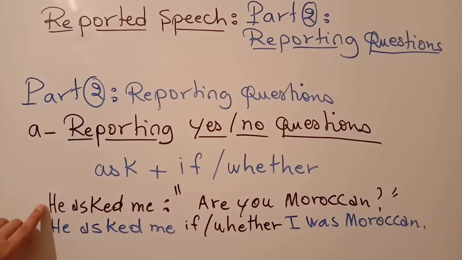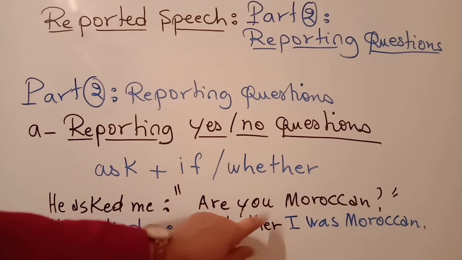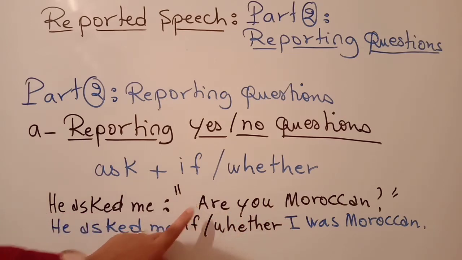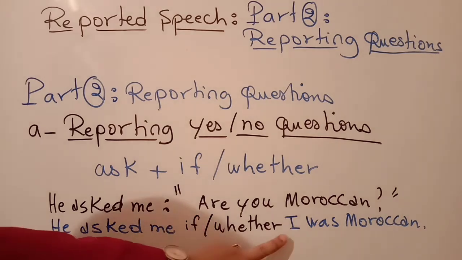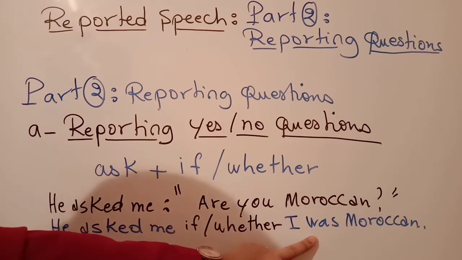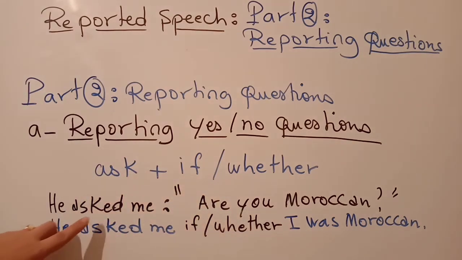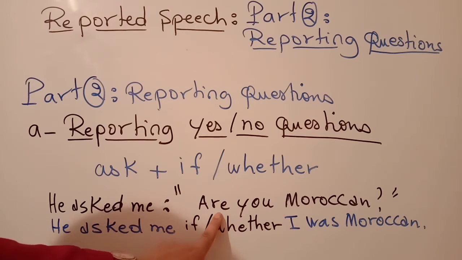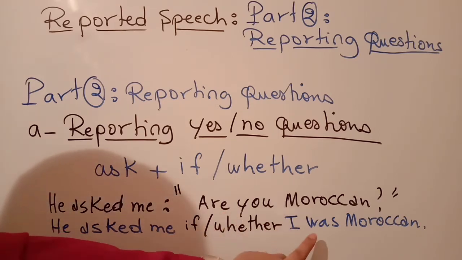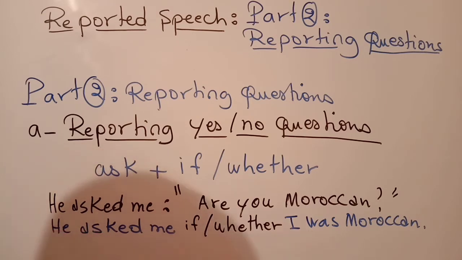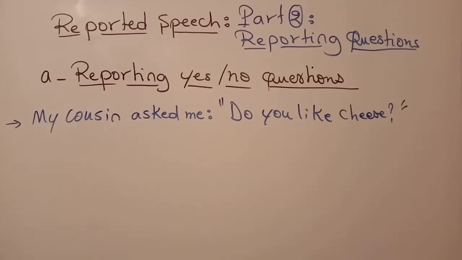For example, he asked me, are you Moroccan? This is a yes or no question. In reported speech, he asked me if or whether, because we have a yes or no question, plus subject plus verb. And then because the reporting verb is past, we apply tense changes. So here you have present simple, and here it becomes simple past. So let's study examples to fully understand how to report yes or no questions.